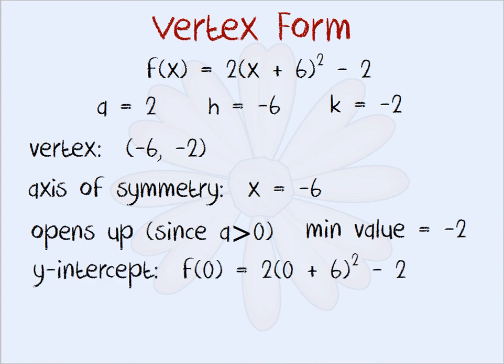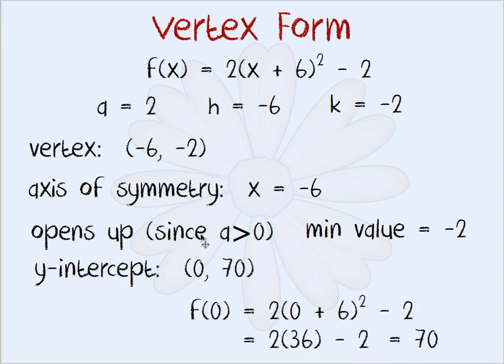And then to find the y-intercept, remember I'm going to take my original equation, plug a 0 in for x, and simplify. Of course I need to do what's in the parentheses first. 0 plus 6 is 6. Then I need to do exponents, so 6 squared is 36. Multiplication comes next in order of operations. 2 times 36 is 72. And when I subtract 2, I get 70. So then I can take all of that information, the 0 and the 70, and put it together to get my y-intercept.